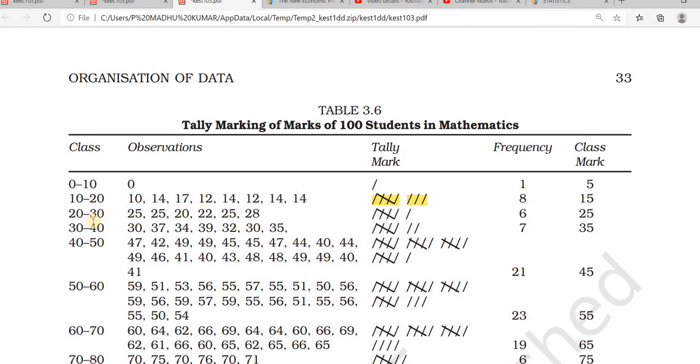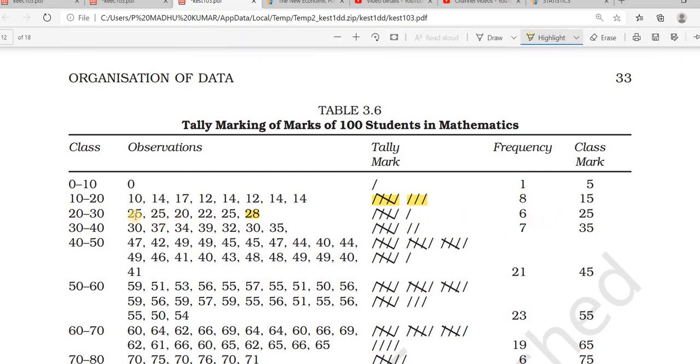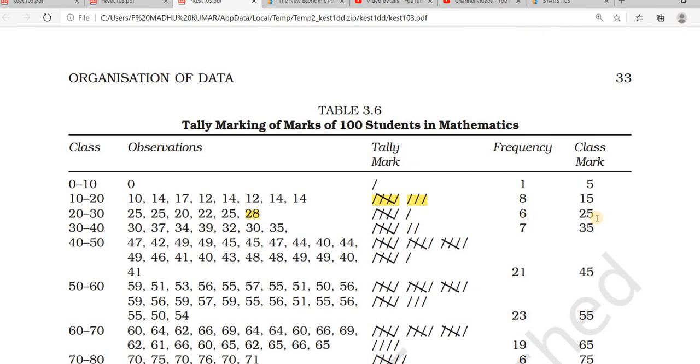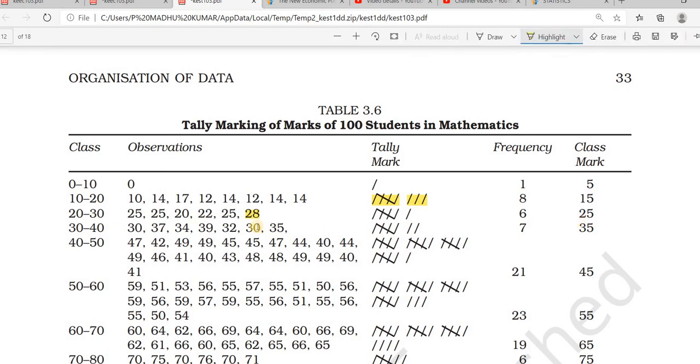Next one, between 20 and 30. How many tally marks are there? 1, 2, 3, 4. After 4 we put a cross line, then 5, then the next one is there, that is 6. Then the frequency is 6. Between 20 and 30, how many times are these numbers repeating? 6 times it is repeating, that is the frequency. Then what is the class mark? Class mark means 20 plus 30, 50, divided by 2, it is 25.